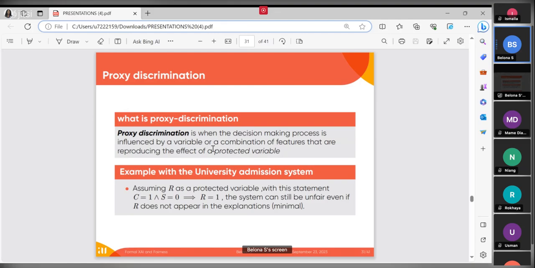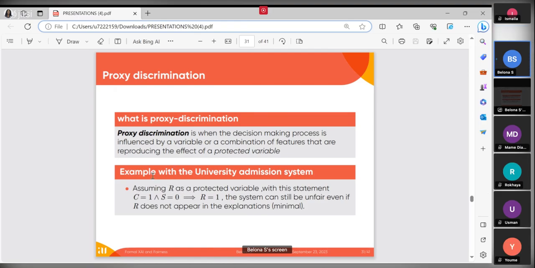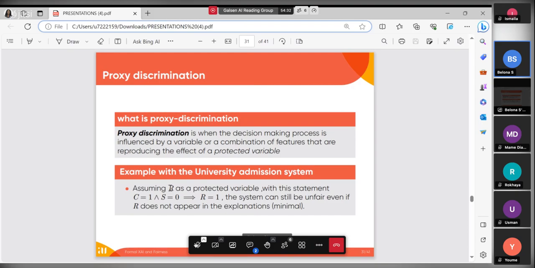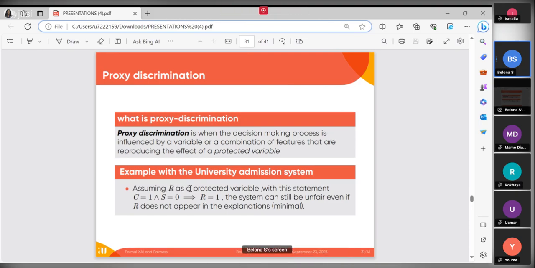If we stay in our example of university admission, we will see that our protected variable here is R, meaning that we don't want our decision process to rely on whether someone is coming from a rich hometown to make the final decision. But even if we don't have R in our explanation, if someone has a car and is not requesting a scholarship, it could mean that he's coming from a rich hometown.